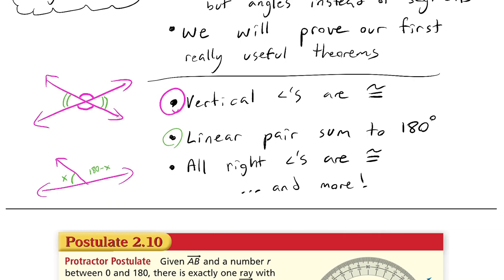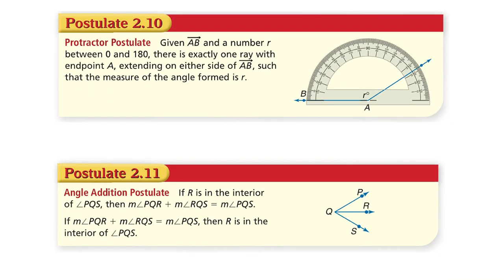Okay, and then the other one, all right angles are congruent. That is just a statement we will use rather than reproving it over and over. So if we come across two 90-degree angles or two right angles, we just say they're congruent because all right angles are congruent.